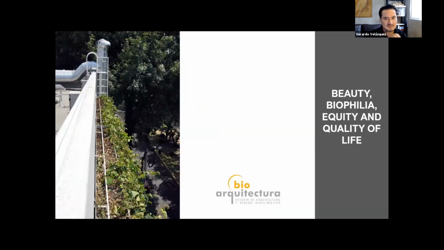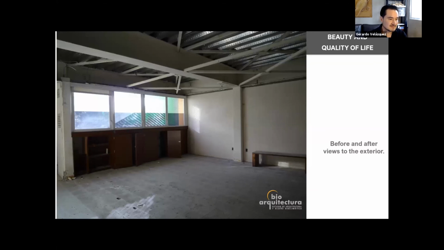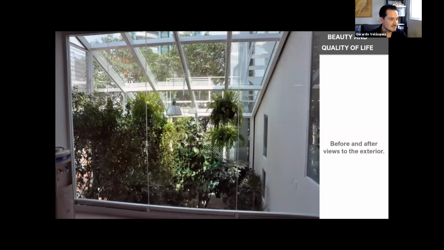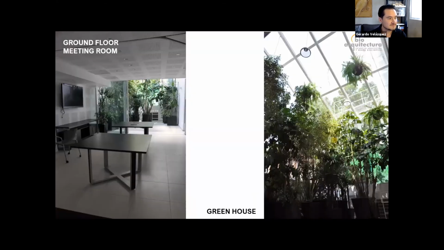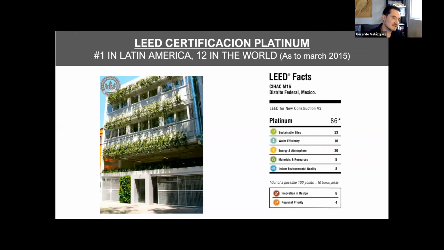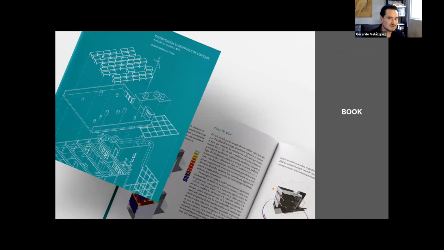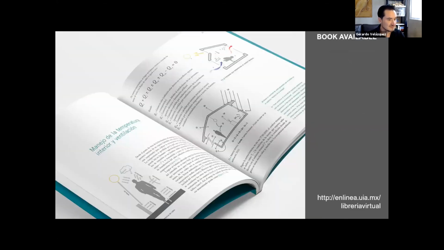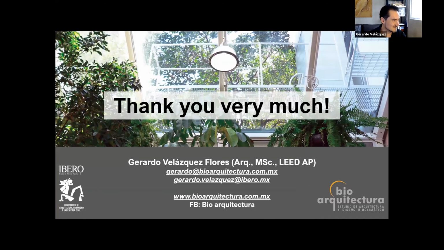And in terms of beauty, I would ask you, what is more beautiful than nature, right? So instead of having these views to the exterior for the users, we had these kind of views to the greenhouses. And we received the Platinum LEED certification, being number 1 in Latin America and 12 in the world as of March 2015. So I decided to publish this book with all the strategies we use, and this book is available online. I'm sorry that this was very fast, but we had little time. Thank you very much, Edward, again, and I'll go back to you.